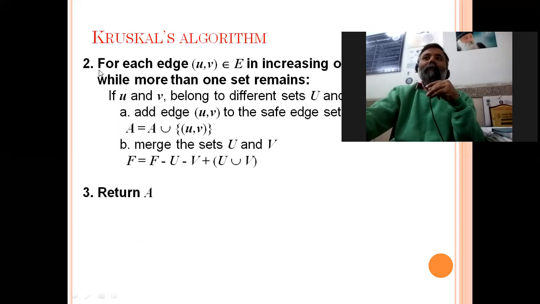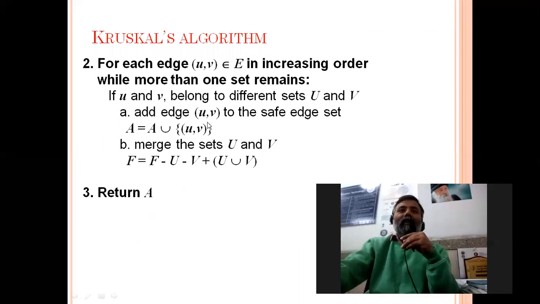Now this is the main step of Kruskal's for computing the MST. So what we will do, as I said, we will work on edges in Kruskal's algorithm. So for each edge in the edge set, in increasing order, we have already sorted the edges according to their weight. So in increasing order, we will select each edge while more than one set remains.